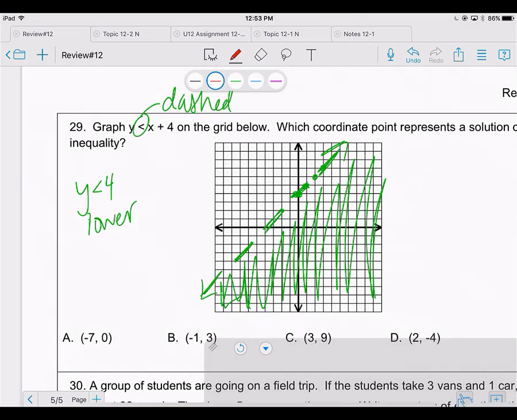My point is -7, 0. That's not in my solution set. -1, 3 is on the line, but the line is dashed. 3, 9, not in my solution set. And 2, -4, very clearly in my solution set. So we're looking for the one that's in the shaded area.